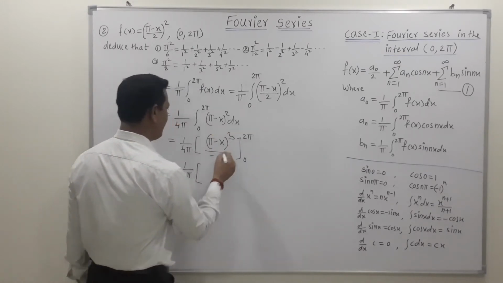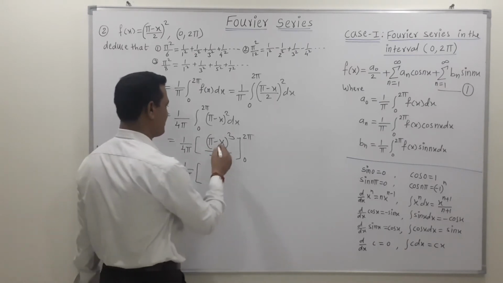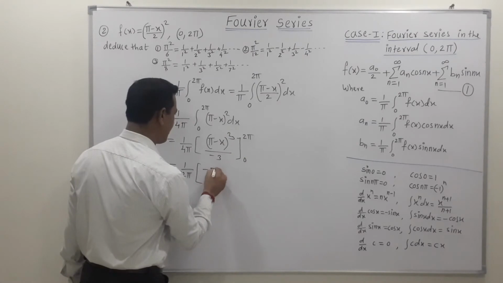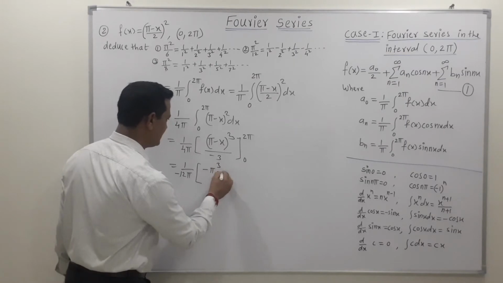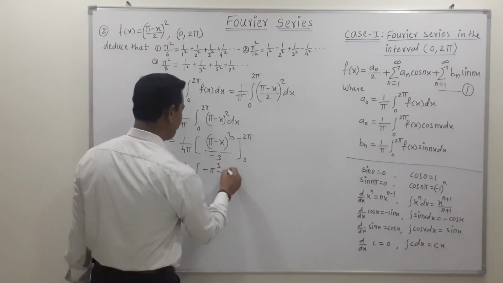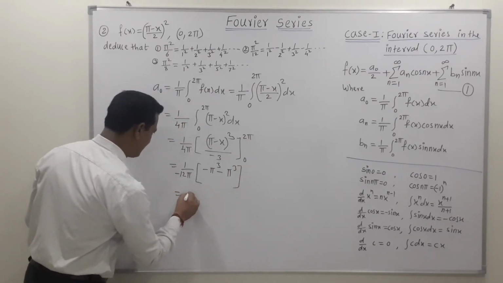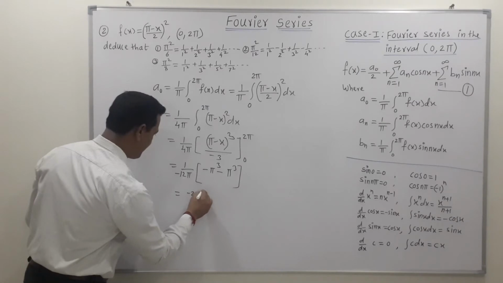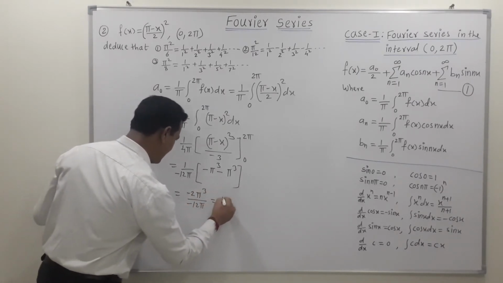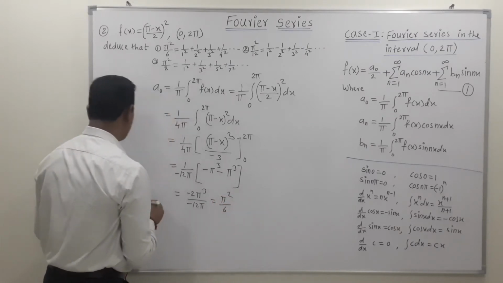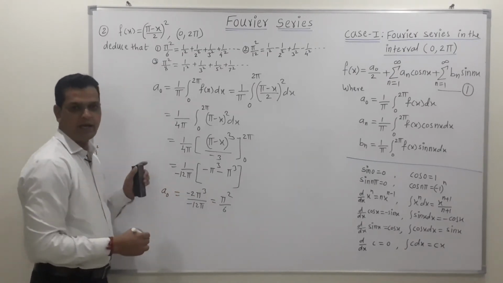Then friends, if we put the value for the upper limit, we get pi minus 2 pi, which is minus pi, its cube, so we get minus pi cube upon minus. Taking this outside the integration, if we put x equal to 0, then this becomes pi cube. If we further simplify this, we get minus 2 times pi cube upon minus 12 pi. So we get pi square upon 6. So we get the answer as pi square upon 6. So this is the value of the first coefficient a naught, pi square by 6.